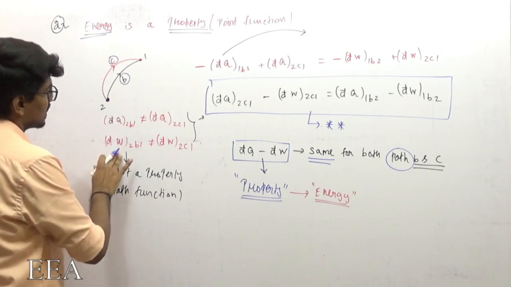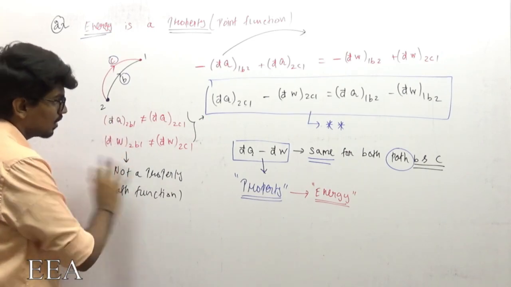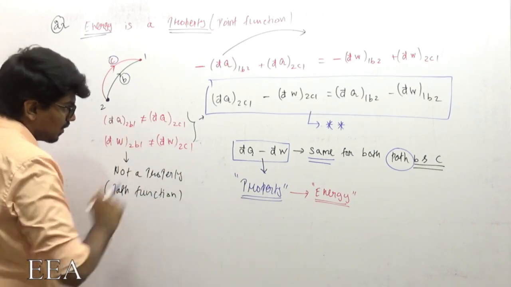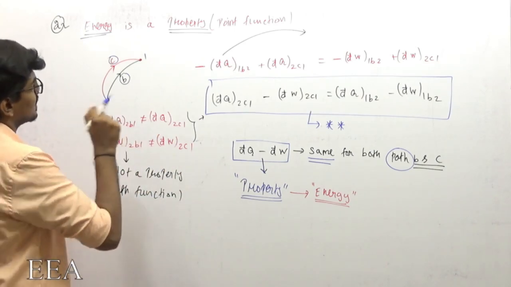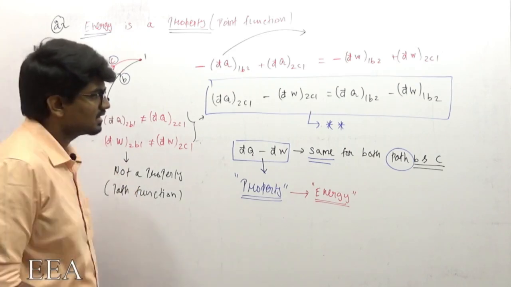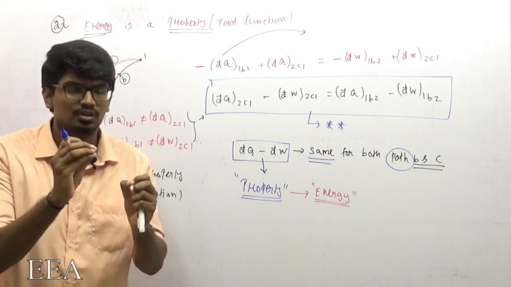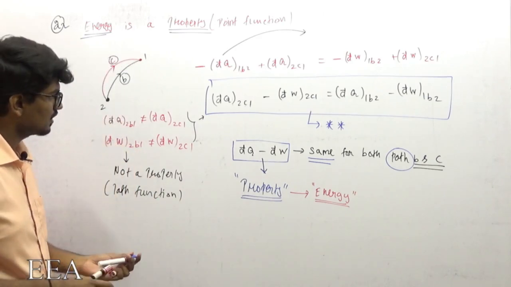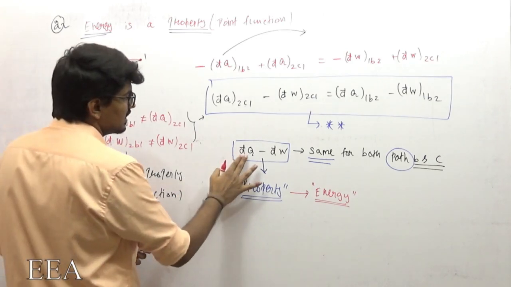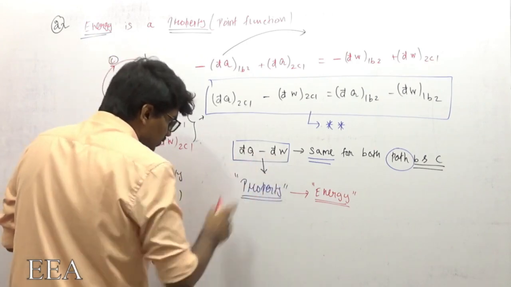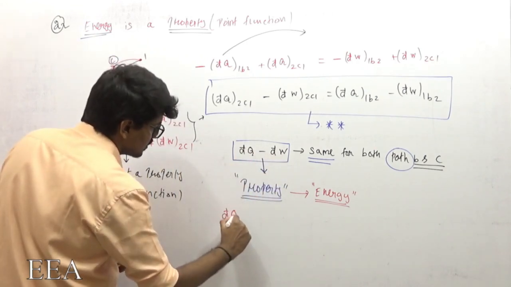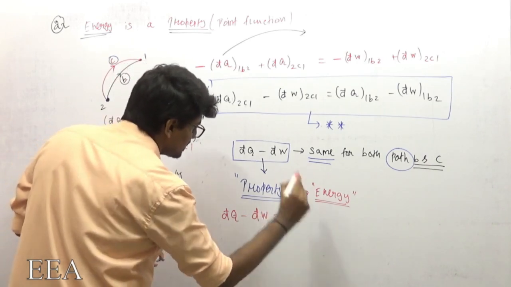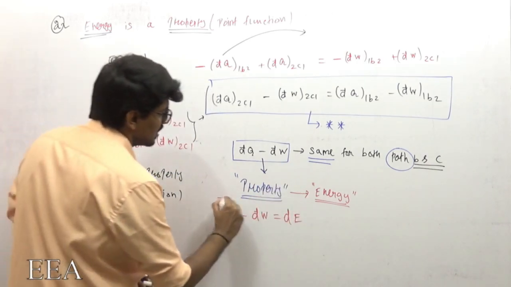Heat transfer and work transfer, individually they are not properties, but the difference of them is a property, and that is what I am going to call energy. And that energy is a property. To be more precise, it is a stored form of energy. Just wait for a moment. So the difference between heat transfer and work transfer, that is d'q minus d'w, is going to give me the change in the energy, that is dE.